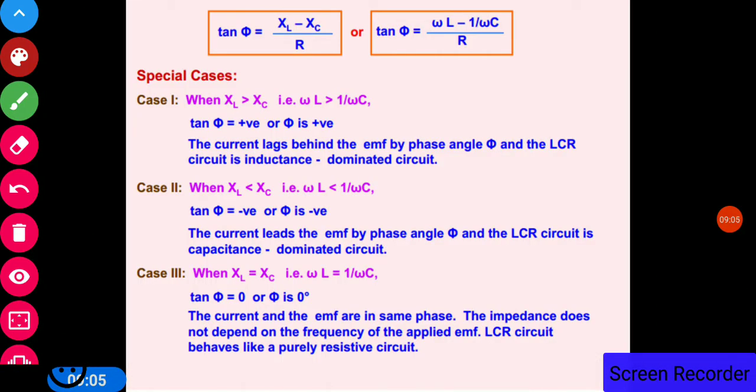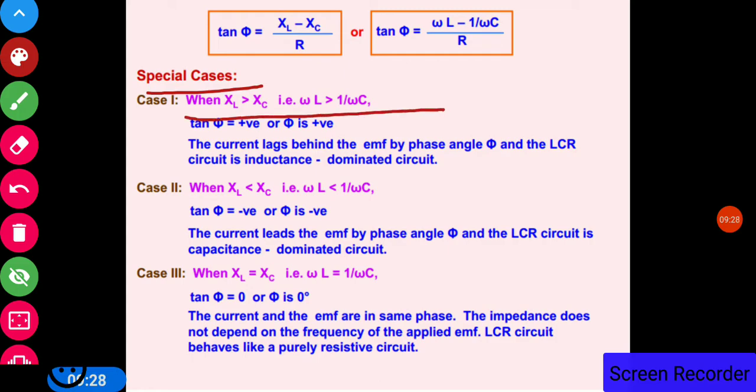So our purpose was to find out the value of I is equal to I naught sin omega t plus phi, where I naught is a new term which we have found out, that is E naught upon Z, and phi in terms of tangent phi is equal to XL minus XC upon R, or omega L minus 1 upon omega C upon R. Now the special cases arise accordingly.